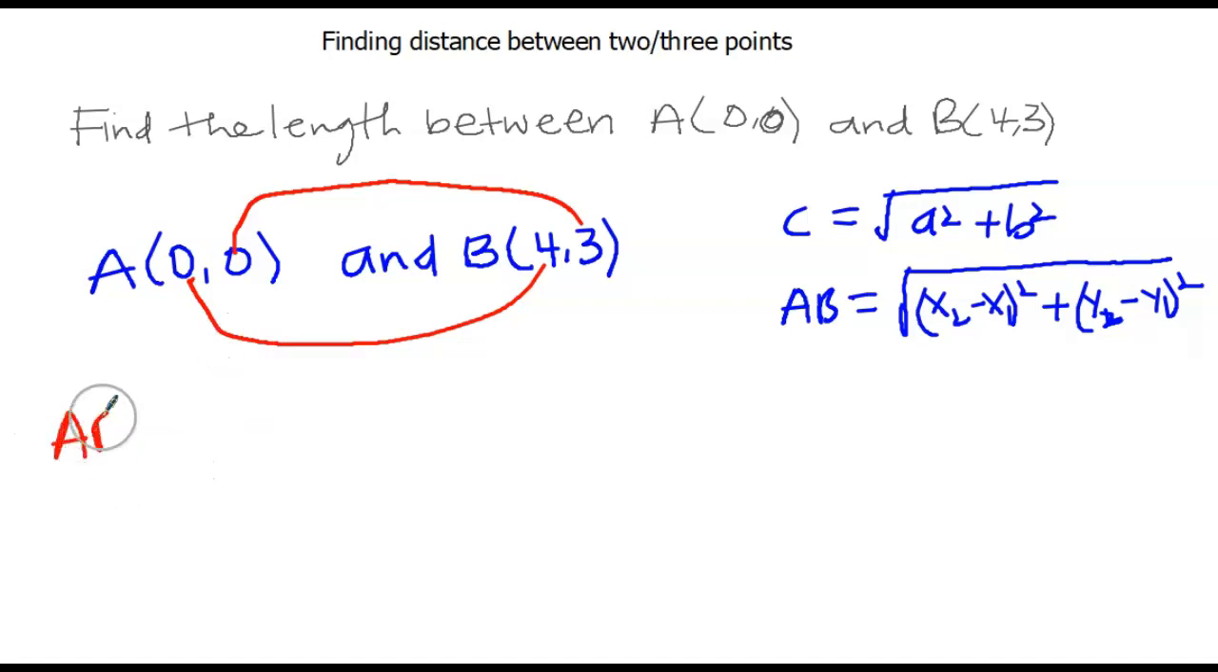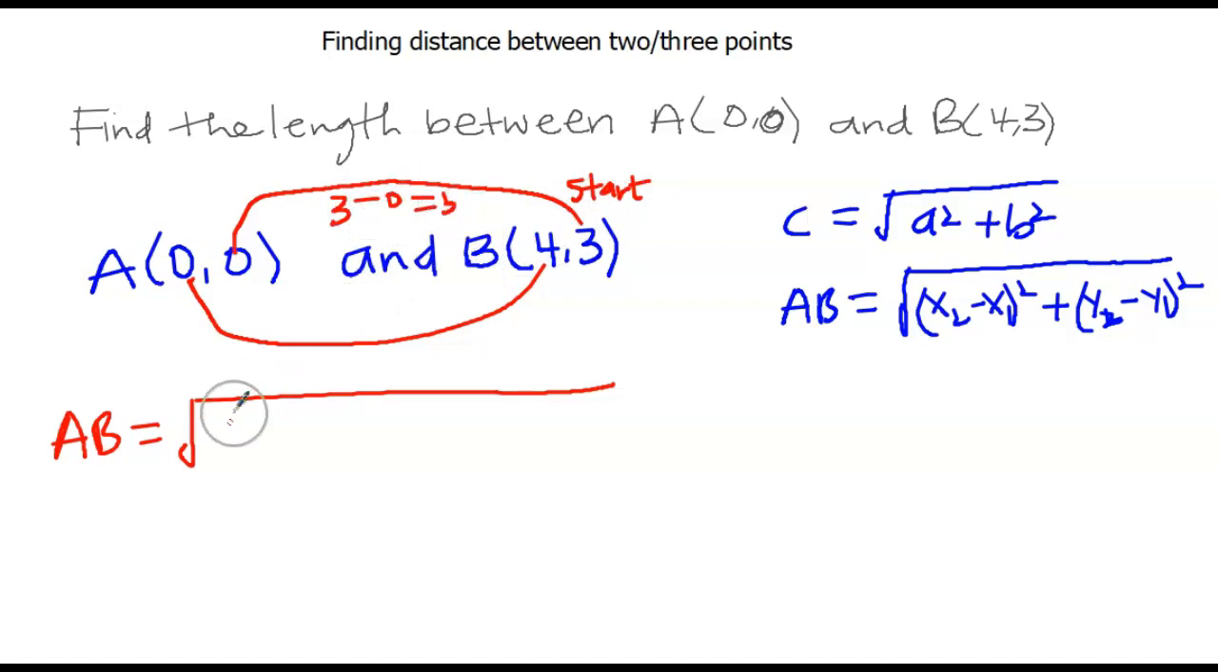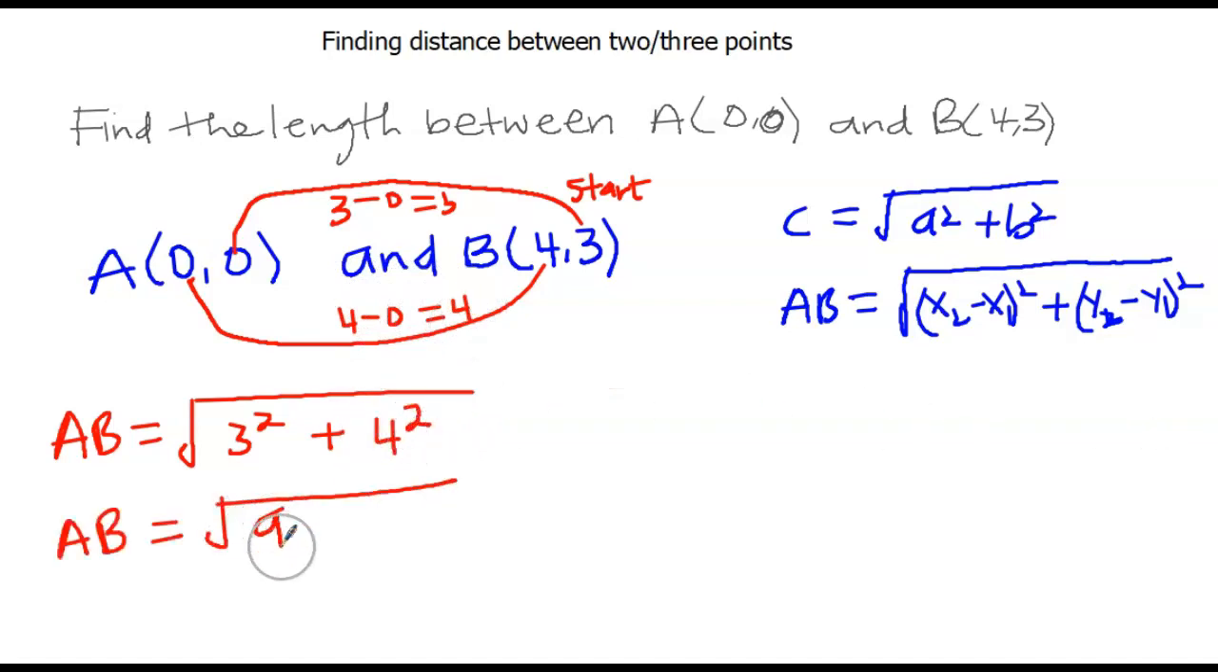So for the length AB, you just find the difference between them. We start with the bigger ones so that it can help. That will give us 3. So it's just 3 squared plus 4 minus 0, which is also going to be 4. So 4 squared. 3 squared is 9, 4 squared is 16. That gives us 25. The square root of 25 is 5 units.